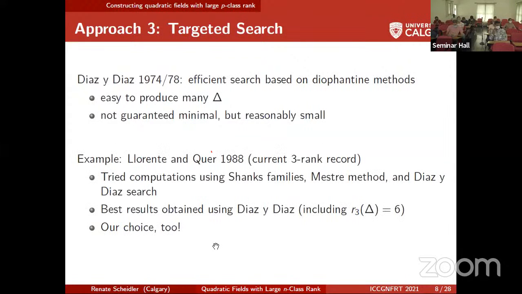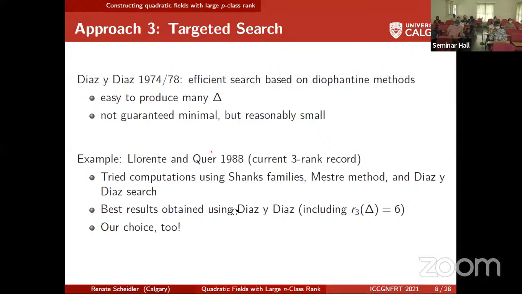And then Lorente and Quayer, who currently hold the 3-class rank record of 6, produced this record in 1988. What they did is they first tried computations using certain families. Then they tried the geometric methods, and then they tried the Diaz y Diaz search algorithm, and that was best. And that's how they found their record. So they tried which one worked best, and this was the best one. And so this is what we opted for as well. We decided to go with that and work from there.